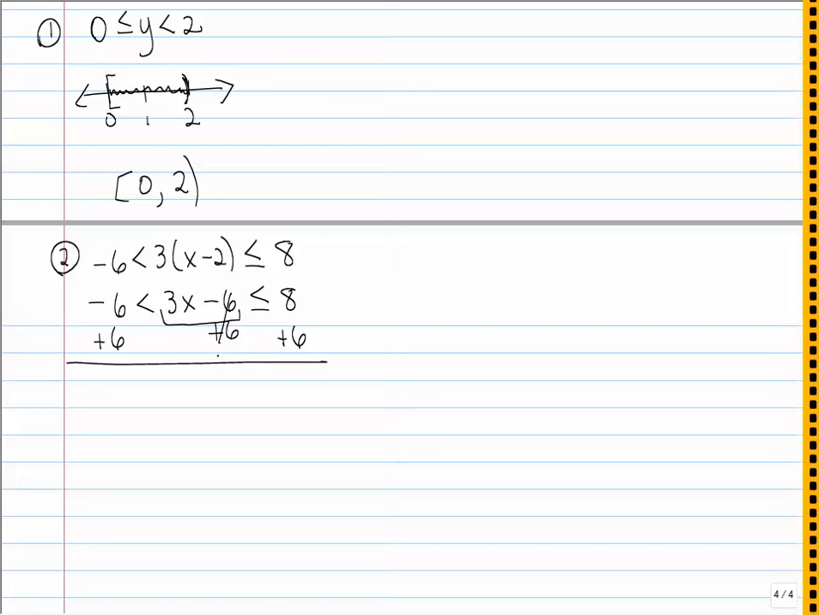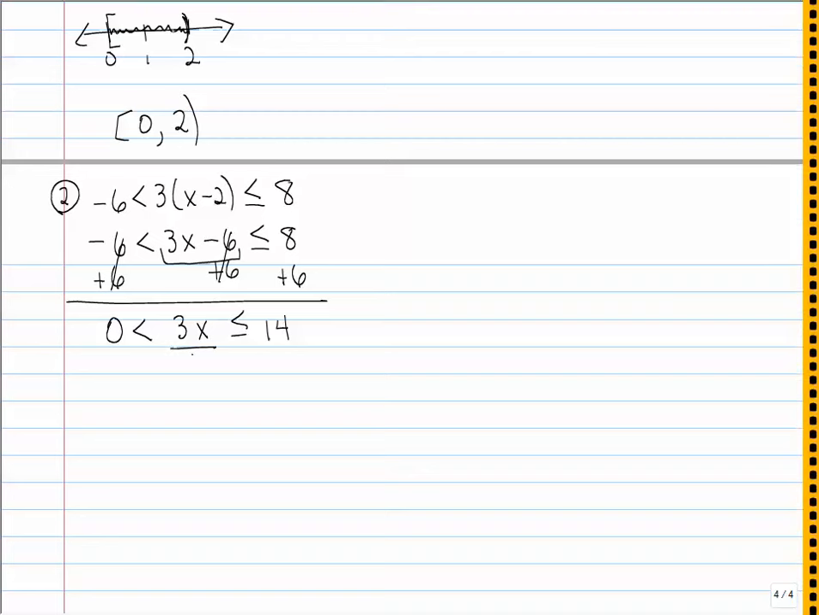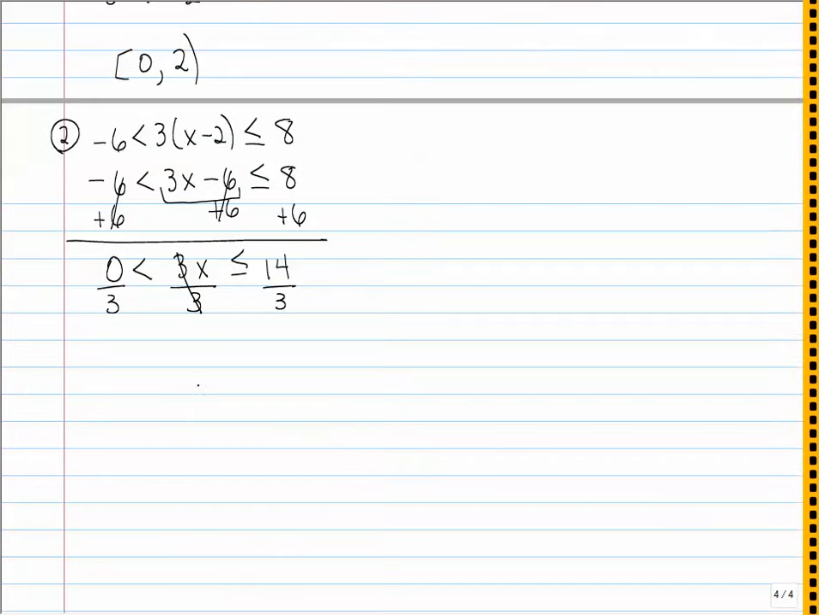All right, the 6's cancel out in the middle. Okay, and they do kind of cancel out here, but you got to have something on the left side of that less than sign. So we're going to put a 0 because negative 6 plus 6 is 0. So 0 is less than 3x is less than or equal to 14. And then we're going to divide everything by 3. So the 3's cancel in the middle. 0 divided by 3 is 0. Is less than x is less than or equal to 14 thirds.